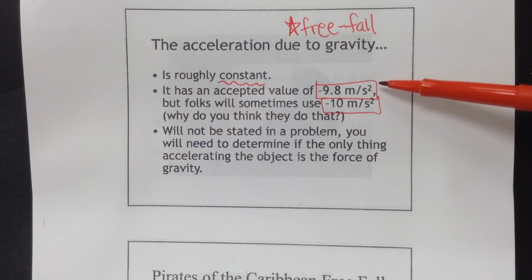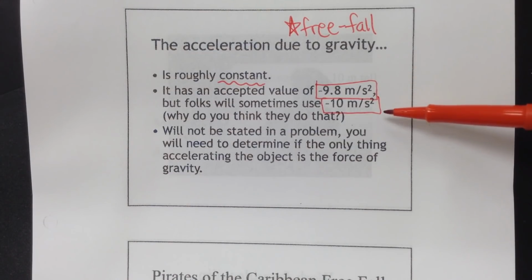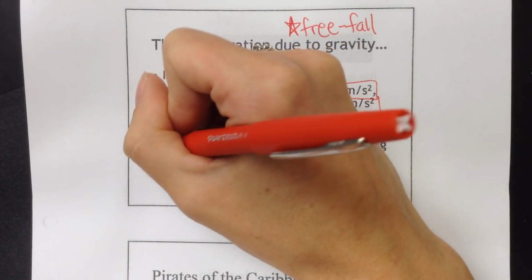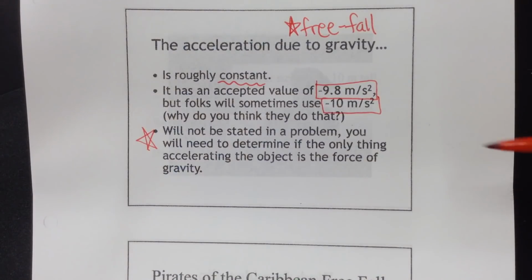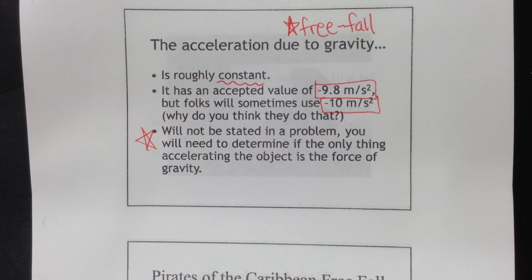Just keep in mind if you use negative 9.8, your answers will be slightly different than mine because of myself using the negative 10. Now the thing is, you will never see this stated in a problem. They're not going to come out and tell you you're in free fall. You have to recognize the object's in free fall and then automatically in turn recognize that the acceleration is the negative 10 meters per second squared.